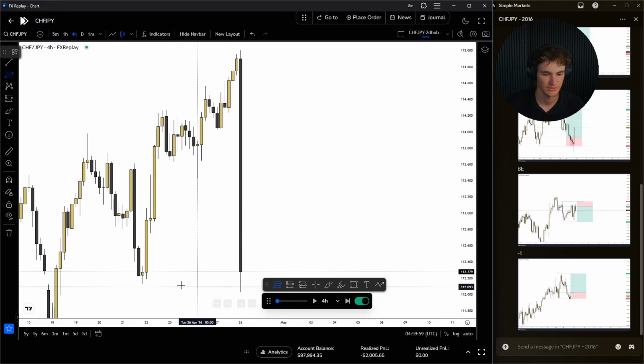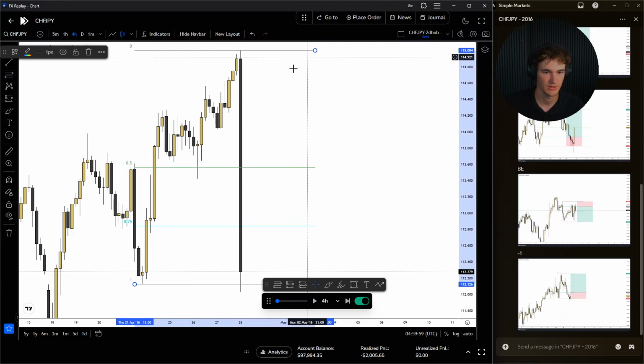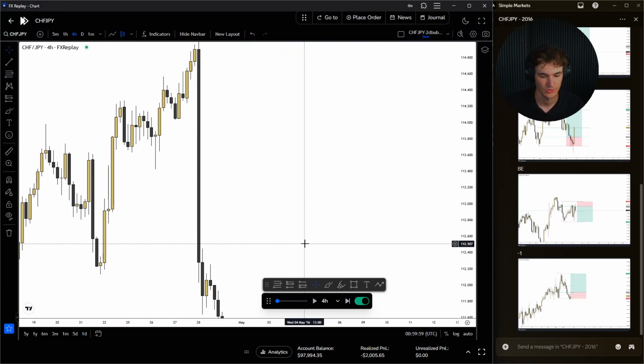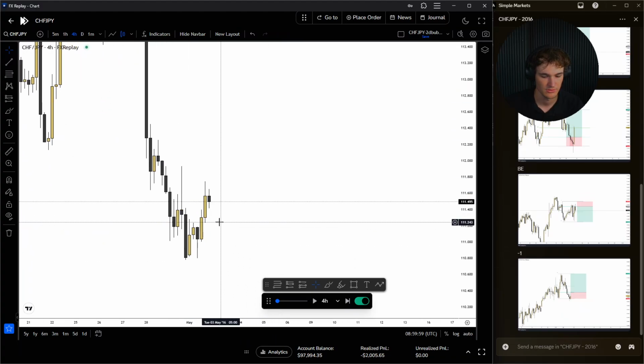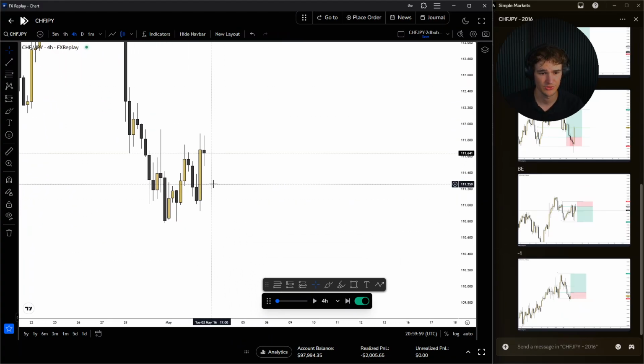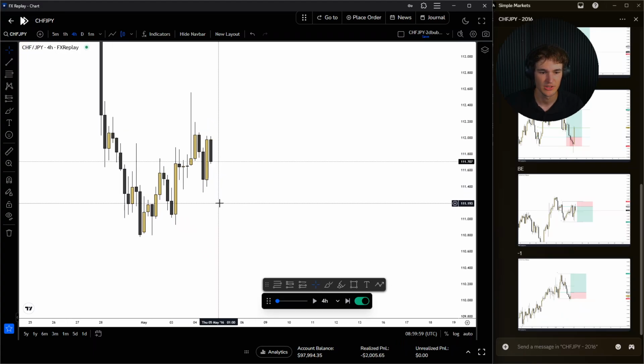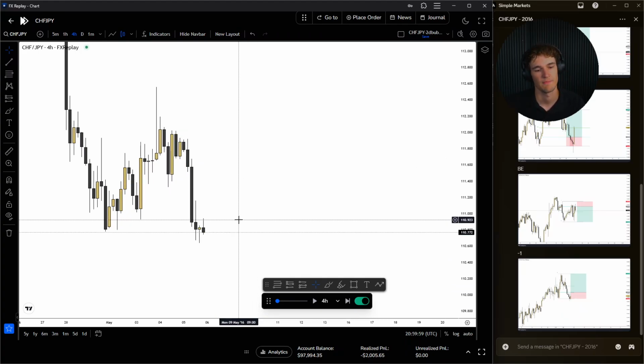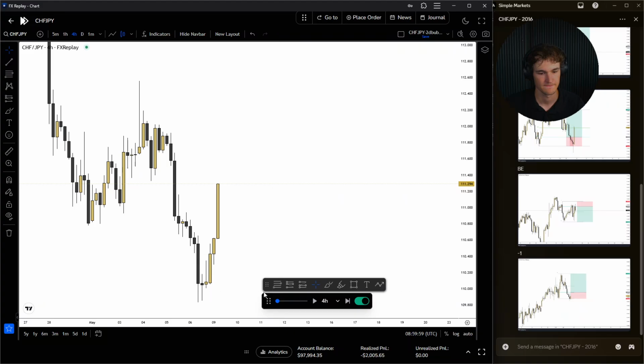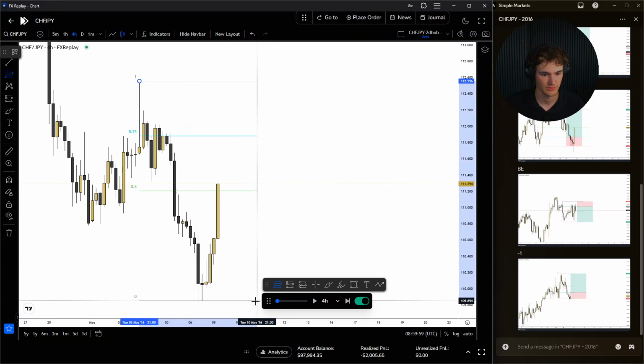All right. I was going to say I was going to wait for that to retrace, but it looks like that would have been a news scandal, so I would not have been involved in that. I don't really pay attention to news, but when a candle like that happens, you don't even really have time to place your trade anyways. All right, another trade over there.